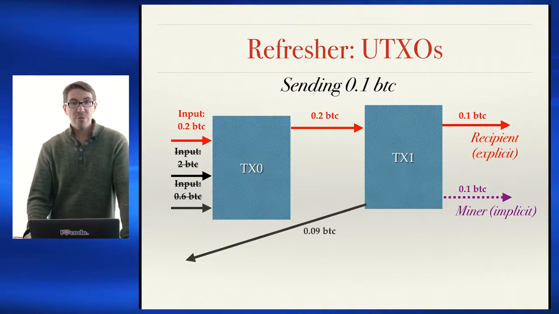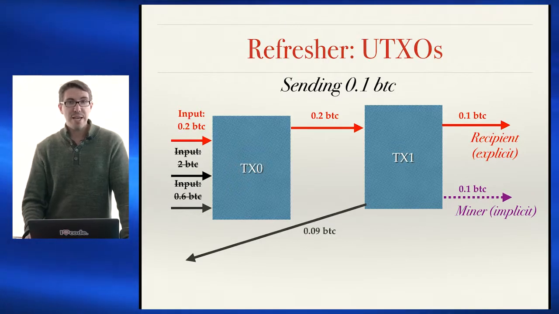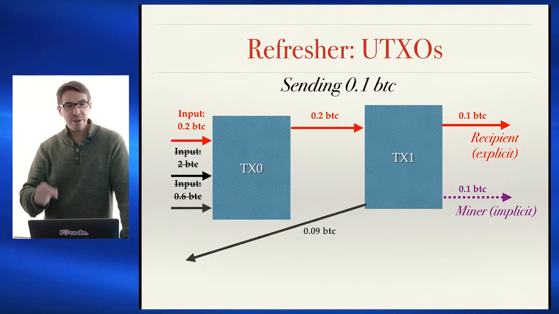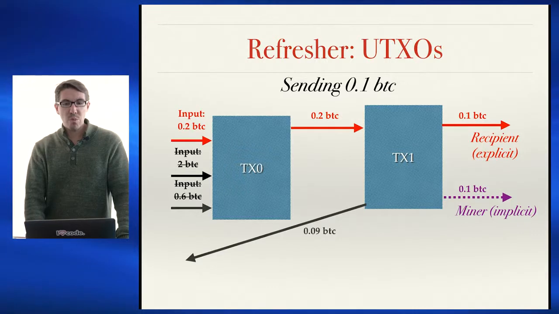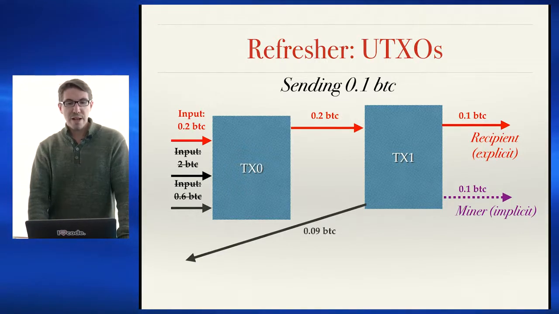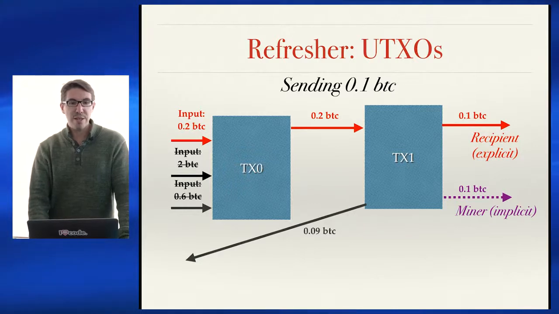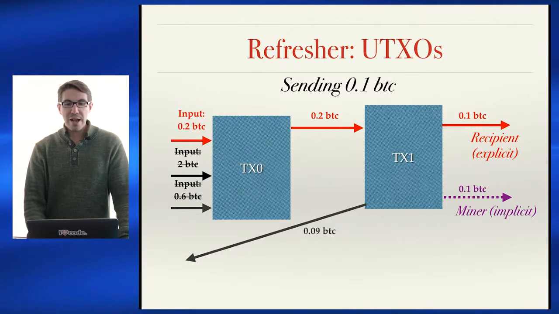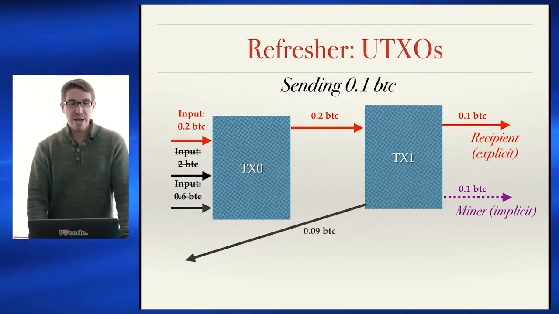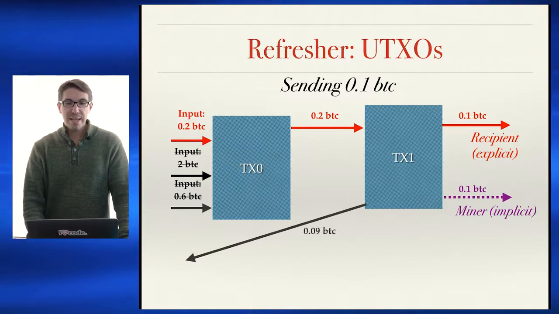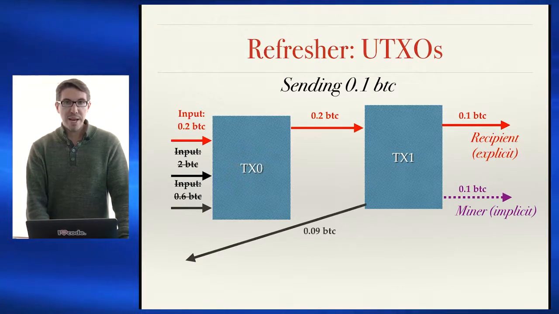So just as a quick refresher of how UTXOs work, here I'm trying to send 0.1 Bitcoin. So I have an input, one of my UTXOs, I have input as 0.2 Bitcoin. Recipient gets 0.1 Bitcoin, I send 0.09 Bitcoin back, and the 0.01 Bitcoin remaining implicitly goes to the miner.